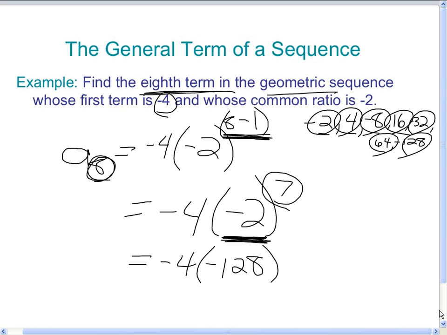So here we go. Now multiply negative 4 times negative 128. And I'm going to cheat and use a calculator. Negative times negative is positive 512. Positive 512.